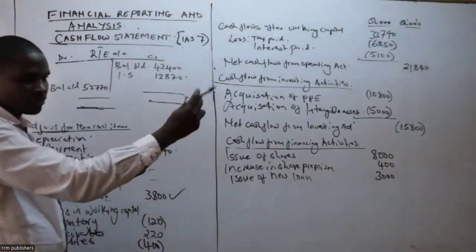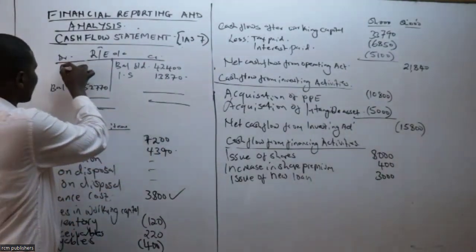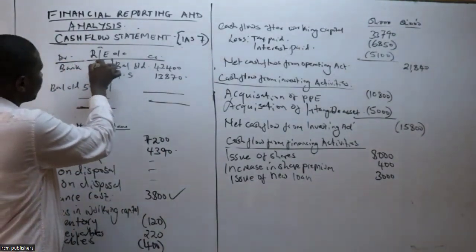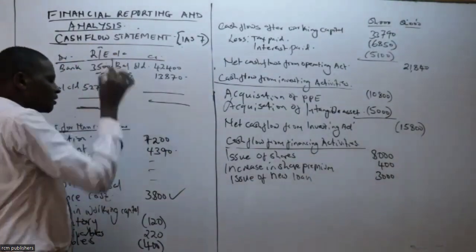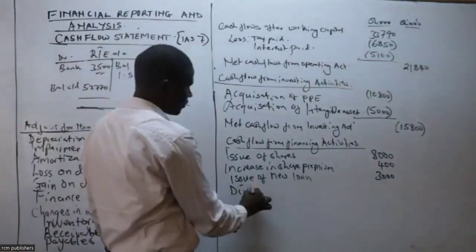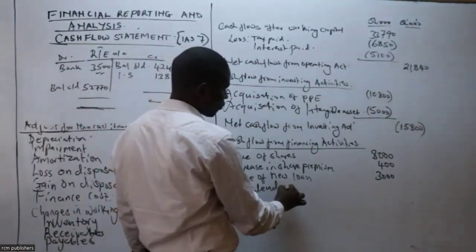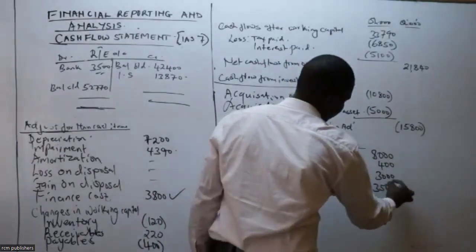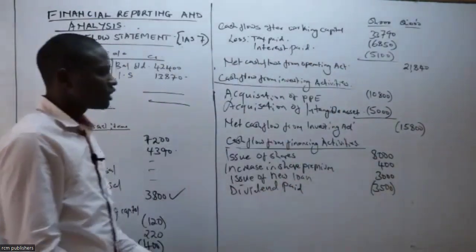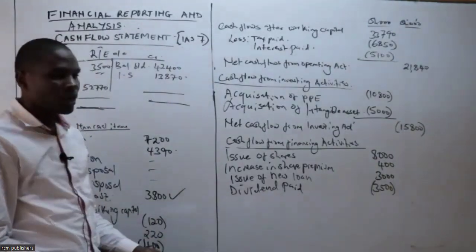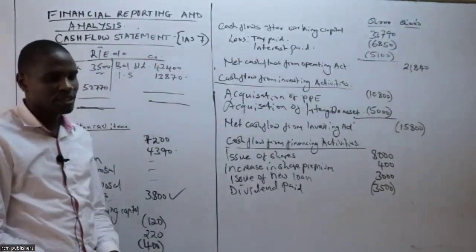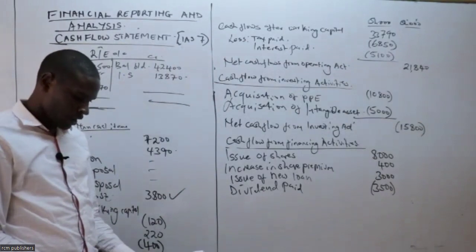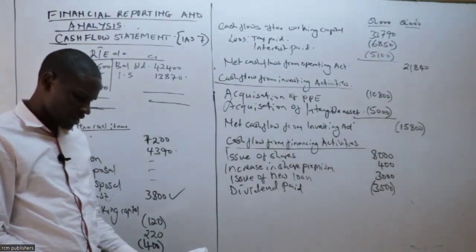I think Agnes has done everything, and she has given me the bank figure here, it will be 3,500. So this is the dividend paid. Remember, dividend is always paid from the profit. Dividend paid of 3,500. So that was an outflow, and therefore we have to reduce it. Thank you Simon, thank you very much.